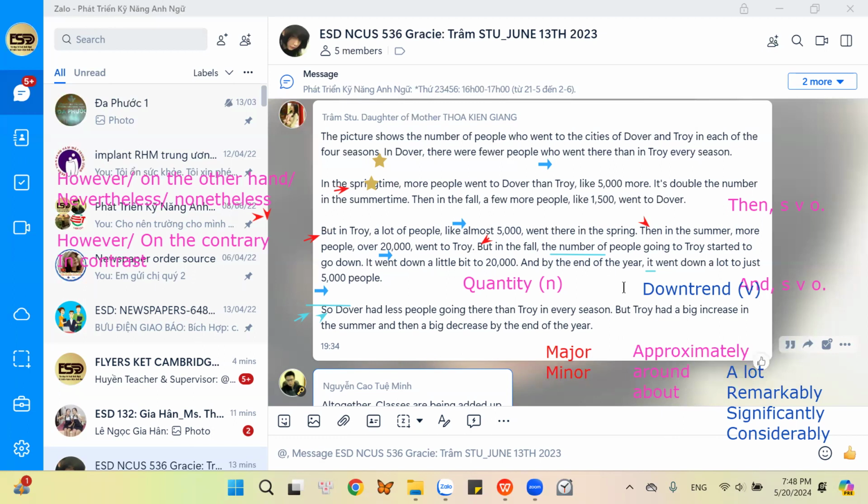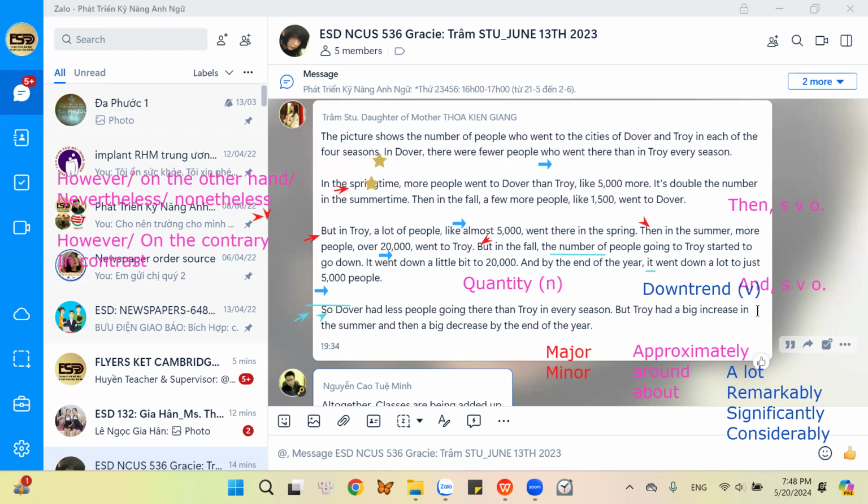Minor, it means small. However, no, we have already used the word however. We could use "on the other hand," with a comma. Troy had a major increase. You have been using increasing a lot, Gracie. You should switch to a word like rise. Troy had a major rise, okay?